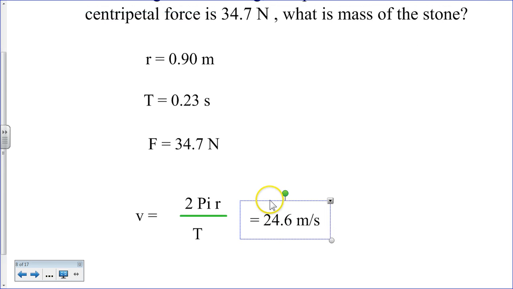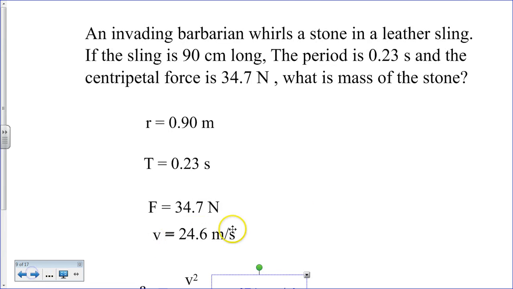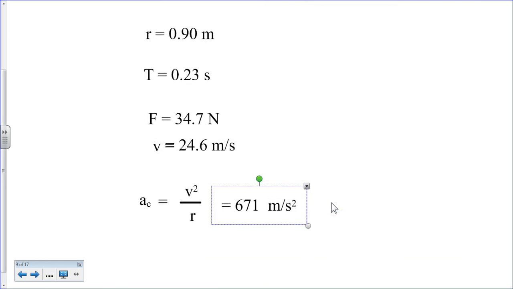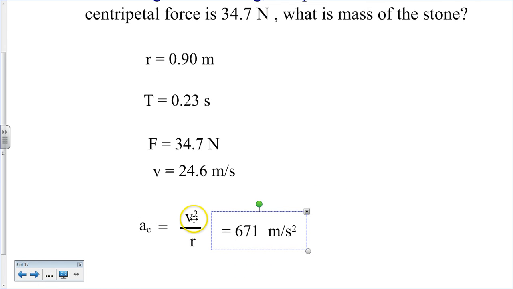Well, first of all, we could figure out the velocity if we know the radius and we know the period. 2 pi radius over time is going to give us 24.6 meters per second. Once we have that, we could figure out the acceleration, taking the velocity squared over radius, and that gives us 671 meters per second squared.